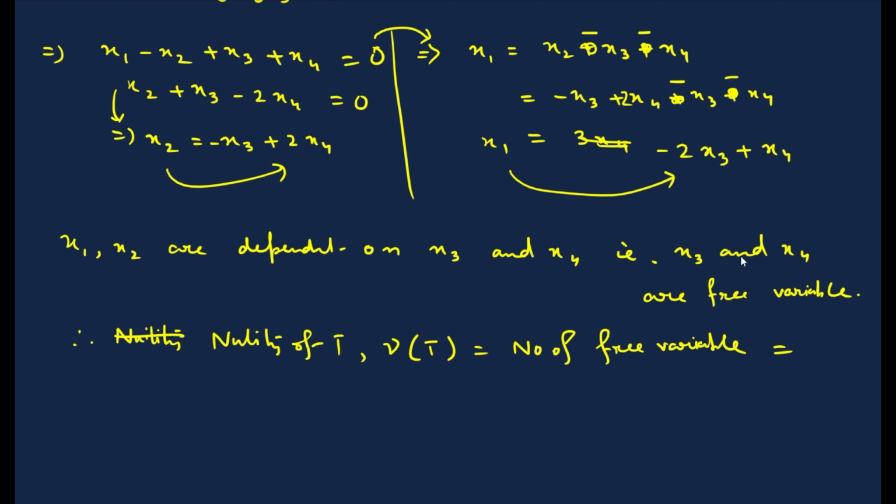So how many free variables do we see here? Only 2. So nullity is how much? 2. Okay, so nullity is 2. Now to find N of T, since there are 2 free variables, what can we put here? Either 1 0 or 0 1. So first let us take x3 is 1 and x4 equal to 0. Then what is x1? If we put, then x1 will be how much? x1 will be 0 and x2 is also 0. Or we can put x3 equal to 0 and x4 equal to what? 1.